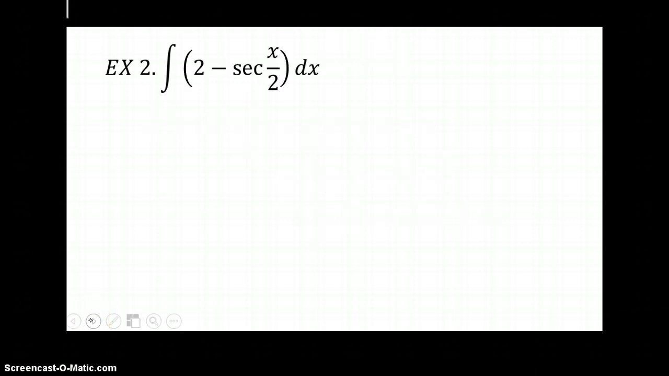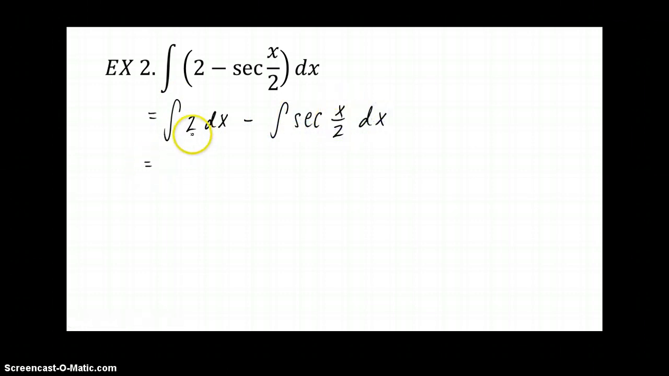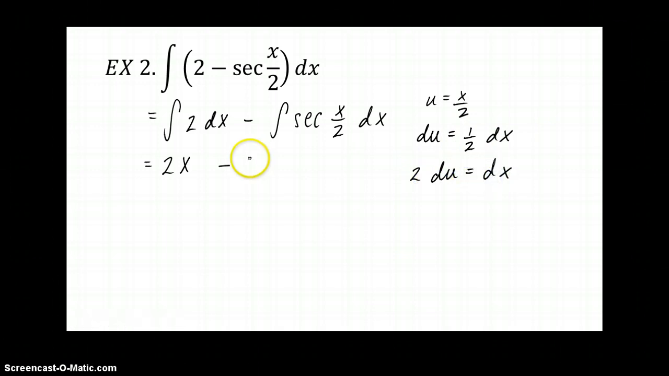Okay, antiderivative of 2 minus secant of x over 2. So let's look at this as two separate integrals. The antiderivative of 2 is just 2x. Now with the secant, using the same reasoning as the problem we just did, we do need a u substitution here. So 2 du is what I will replace dx with. So secant of u times 2 du.